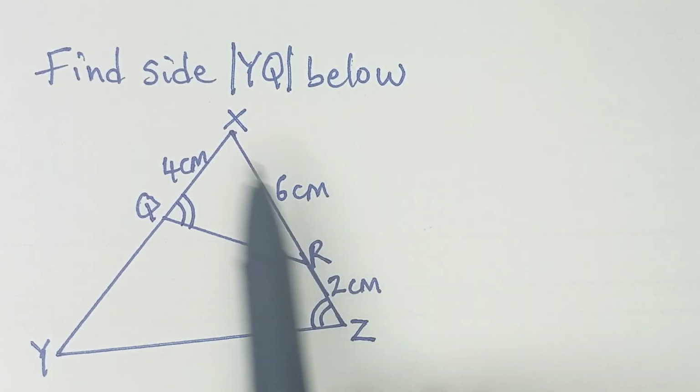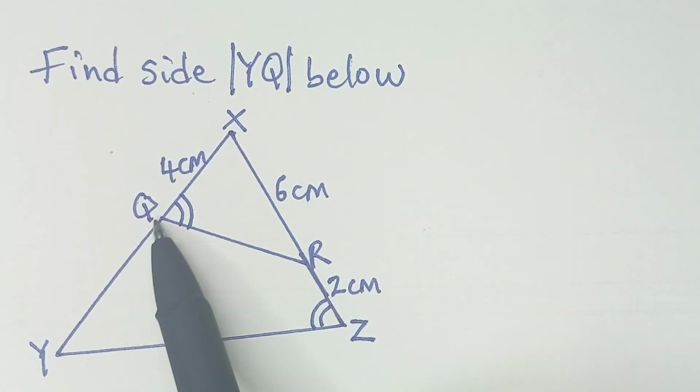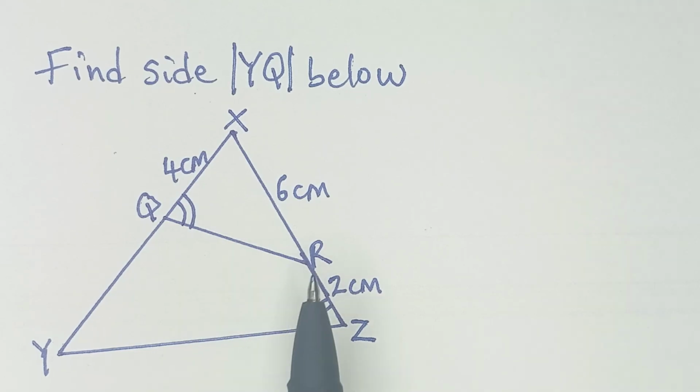Now the question here says find side YQ below. Side YQ, that is the length of this side. That is what we are asked to look for.